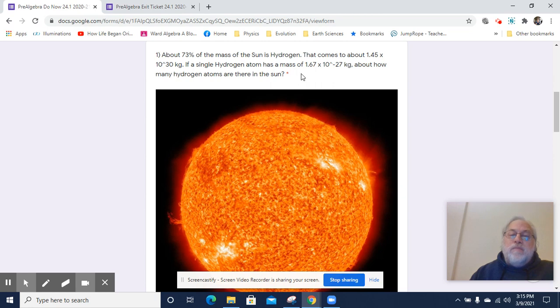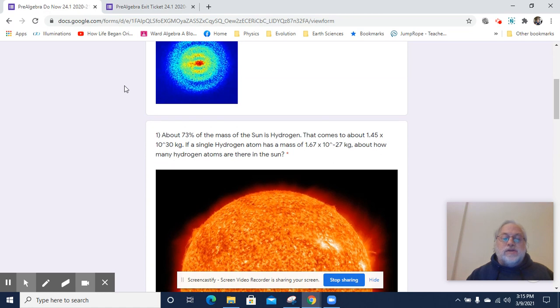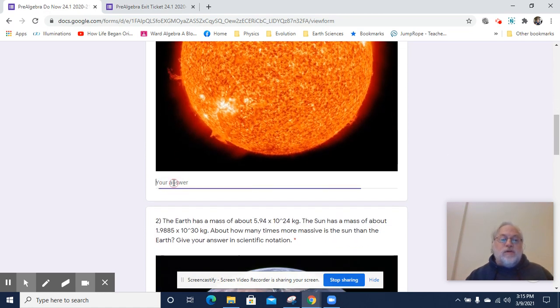Well, if we want to know how many pieces there are, then we're looking at division. So we're going to divide 1.45 times 10 to the 30th by 1.67 times 10 to the negative 27. So let's organize that. First thing we're going to do is group 1.45 divided by 1.67. So we're going to group the coefficients. And then over here, we'll group the powers. 10 to the 30th divided by 10 to the negative 27th.